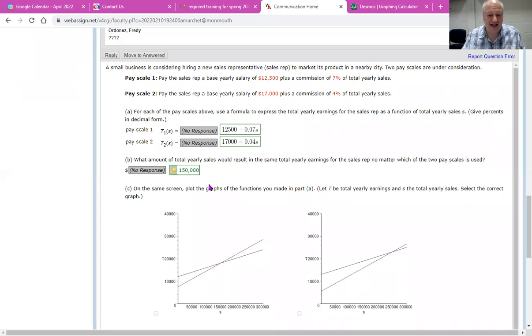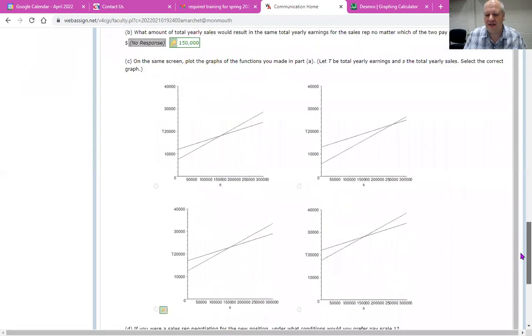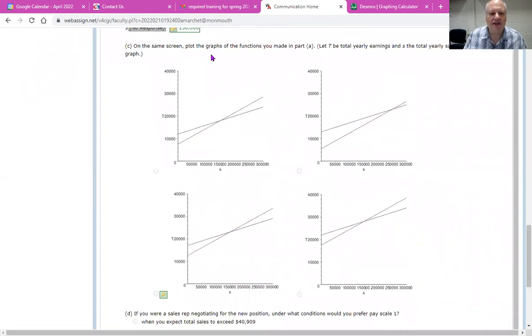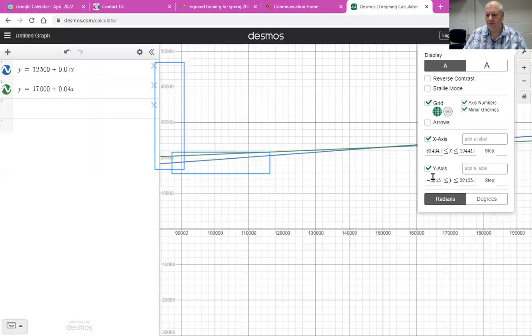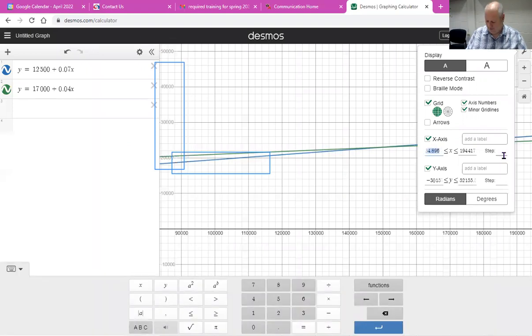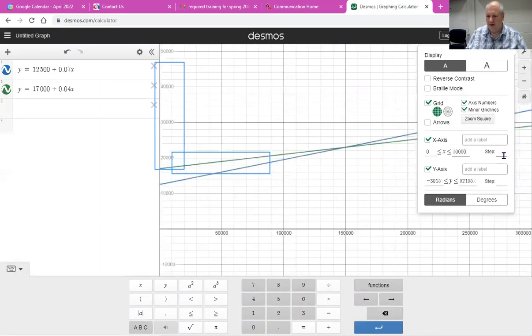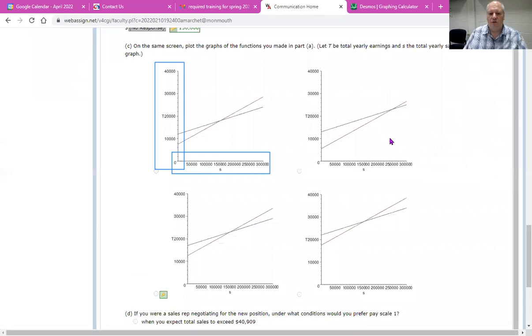So we'll come back and take a look. There's your solution, 150,000. On the same screen, plot the graphs like I just did, right? And now let's take a look at the scale here. Notice the scale for these. It's going to go all the way up to 40 grand. Here it's going to go all the way up to 300,000. So for the X, I'm going to go 0 to 300,000. And then for the Y, I'm going to go from 0 to 40,000.